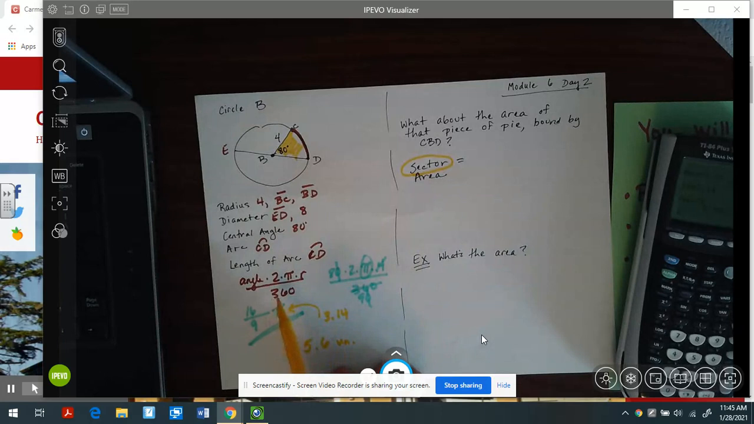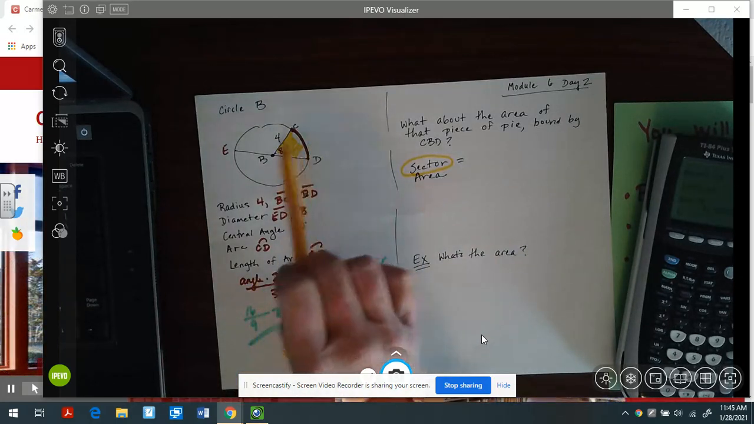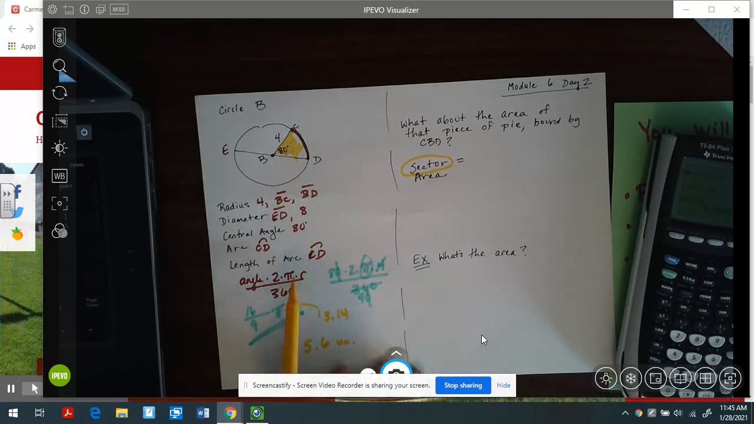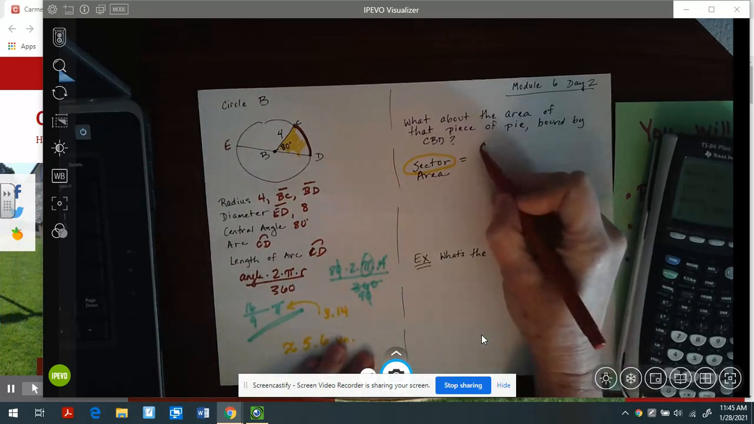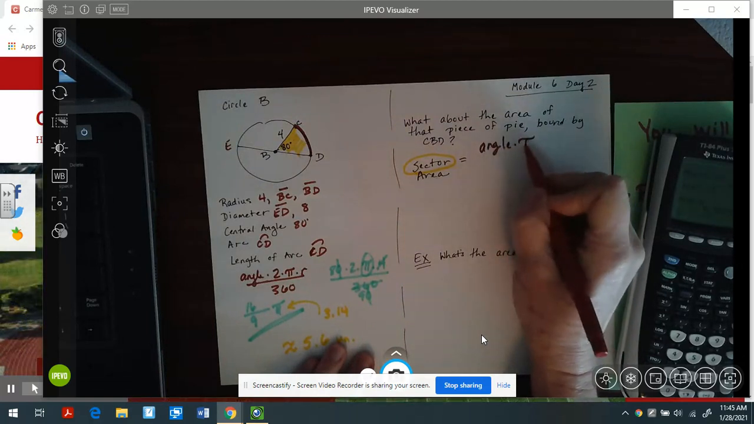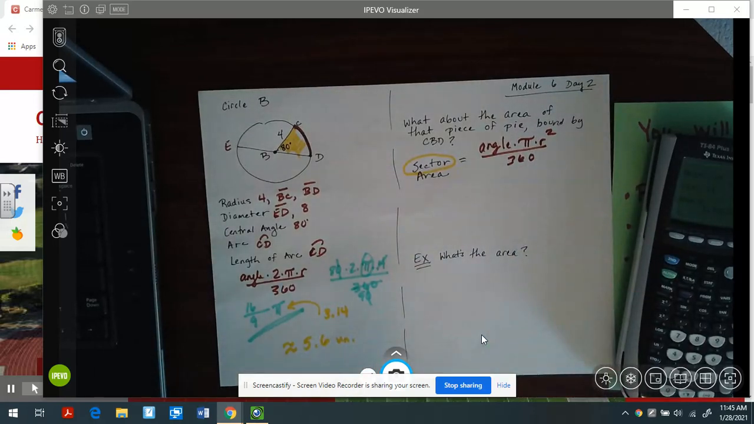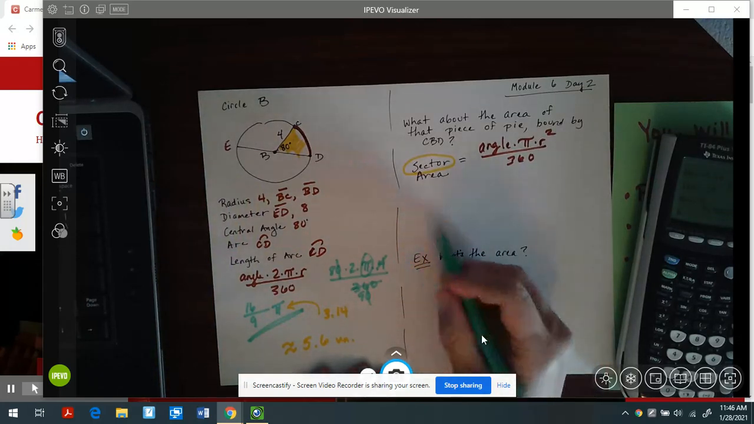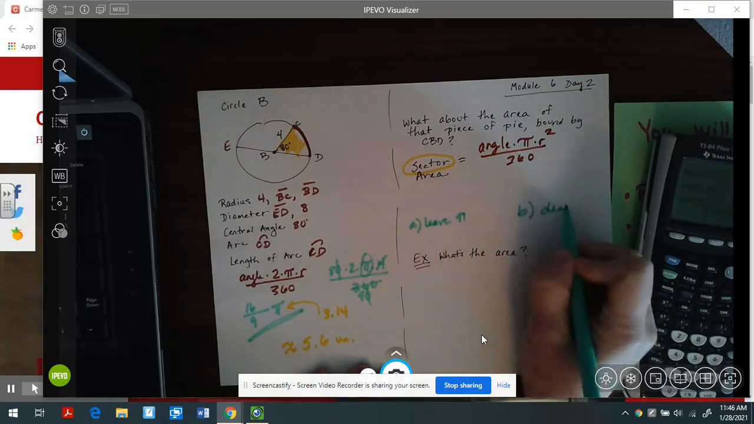And like the formula from before, the angle over 360 is giving you the ratio component, and we're just going to insert the area formula for circle here instead of circumference. So the formula will be angle times pi times radius squared divided by 360. So let us compute the area first with pi, and then for B, decimal.